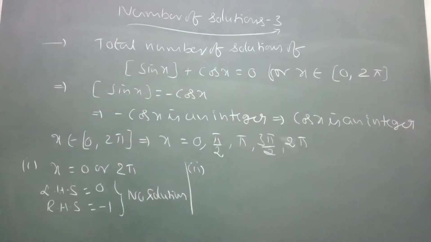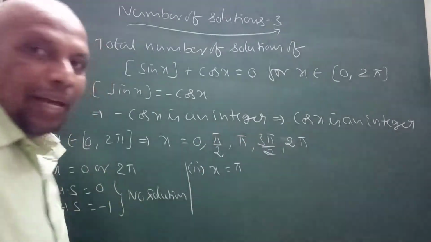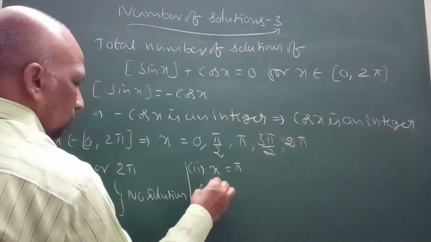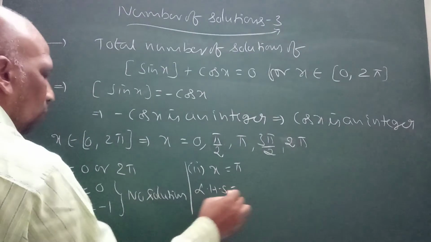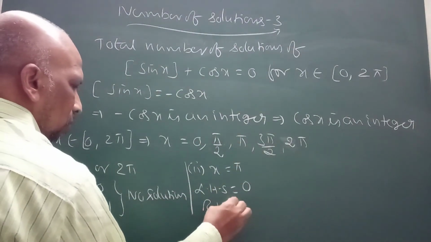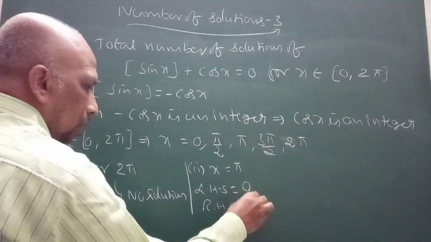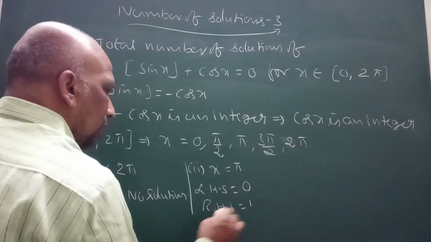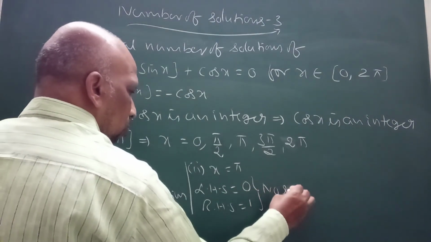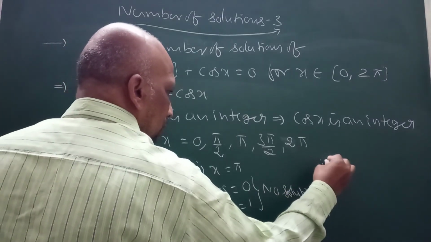Second case: suppose x is equal to pi. What about the LHS? Sin 180 is 0. The RHS is minus cos 180, which is 1. Again, both are not equal, so in this case also no solution.